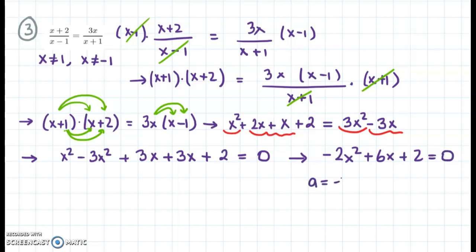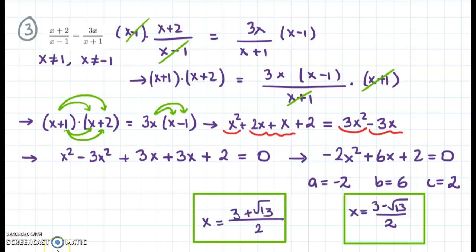So a is equal to negative 2, and b is equal to 6, and c is equal to 2. And this is the quadratic equation you have to solve now. And here are the answers so you can check your work.